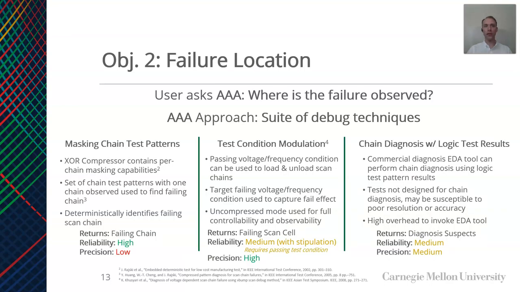Next, the user can ask AAA for the location of the failure. To achieve this, AAA has a suite of 3 different techniques that can be deployed. First, the per-chain masking capabilities of the compressor can be used to deterministically identify the failing compressed mode scan chain. While this technique is confidently reliable, its inability to go beyond the scan chain leaves precision on the table.